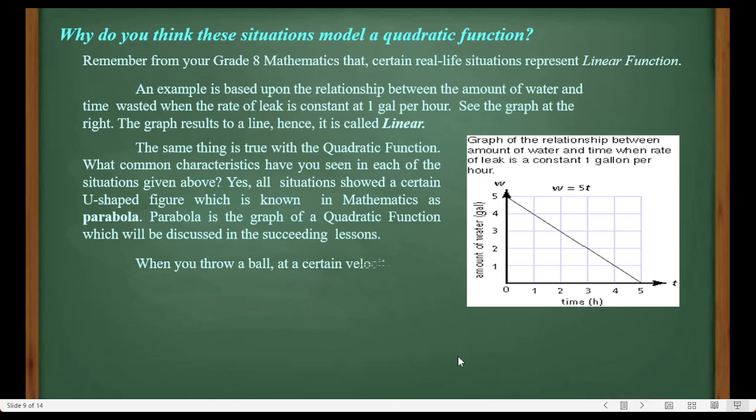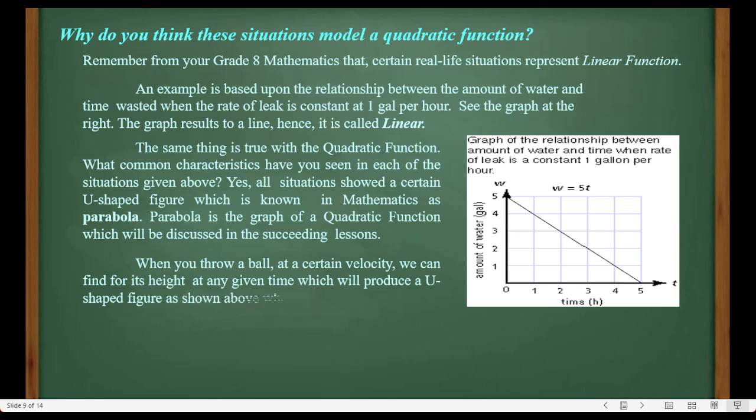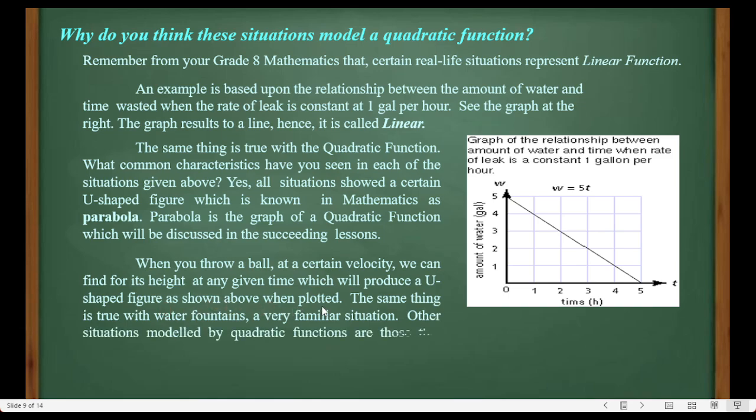When you throw a ball at a certain velocity, we can find for its height at any given time, which will produce a U-shaped figure as shown above when plotted. The same thing is true with water fountains, as a very familiar situation. Other situations modeled by quadratic functions are those that involve their maximum or minimum values.